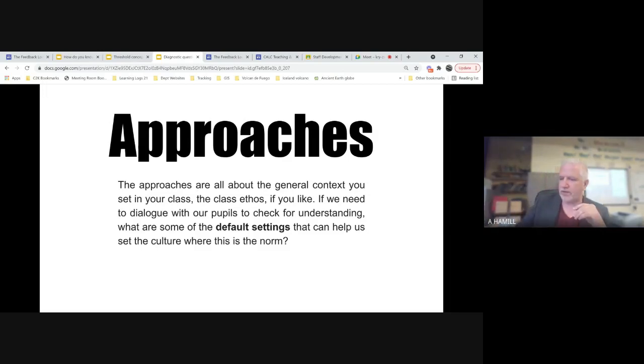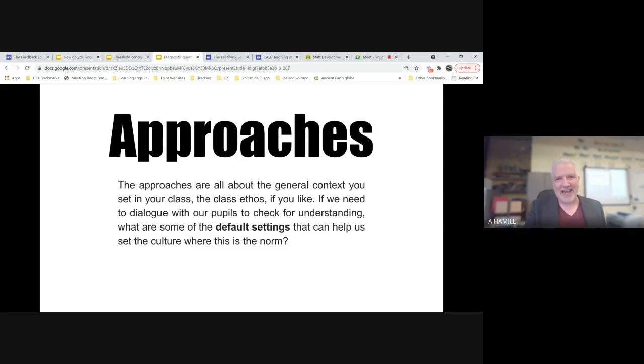Okay, first of all, we're going to take a look at 4 approaches. What I mean by an approach is a default setting. If you were to come into my classroom and I were to ask a question to my pupils, how would they react? Would they put their hands up? Would they shout out? What is the default? What is the norm? And the thing that strikes me as I reflect on this is that we all establish a different culture and ethos in our classrooms. Our pupils transition between those pretty seamlessly. They know what the expectations are in different classrooms.